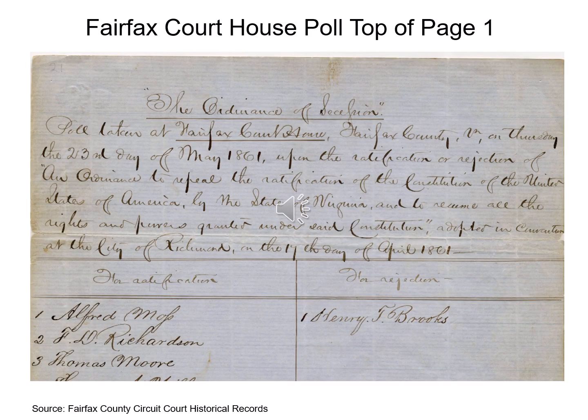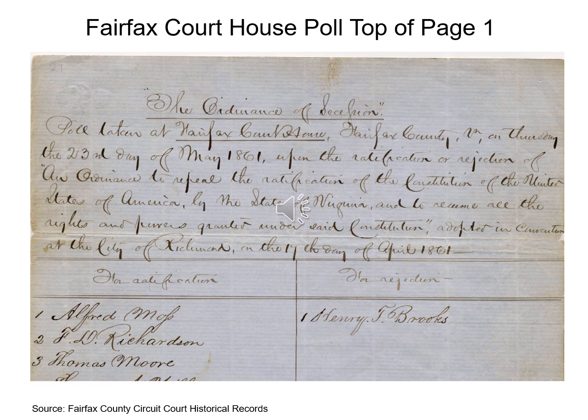This is an image of the top of the voting tally sheet, page 1 of the Fairfax Courthouse poll. You can see, I hope, at the top it says the Ordinance of Secession. The overall vote for Fairfax Courthouse was 151 in favor of secession, 8 in favor of not secession.